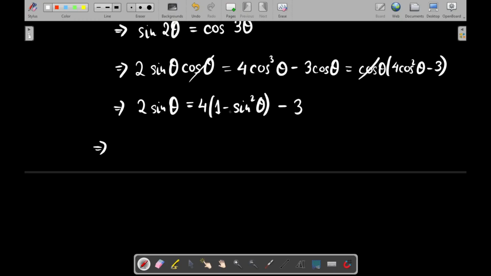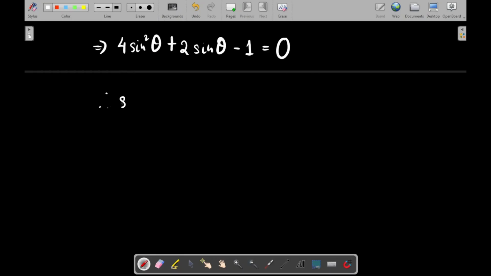So on further simplification, this minus 4 sin square theta, if I take it to the other side, will become 4 sin square theta plus 2 sin theta, and this is 4 minus 3, which is plus 1. If I take it to the other side, this will become minus 1, right? So from here we have to find the value of sin theta.